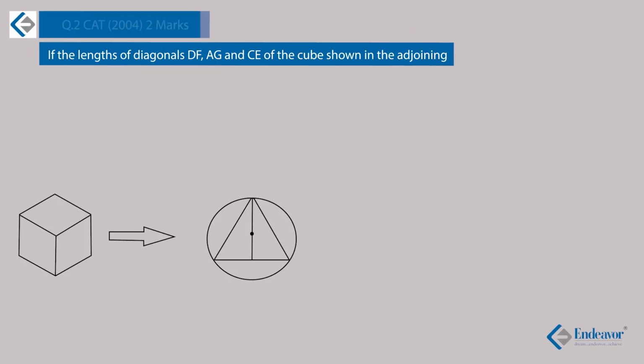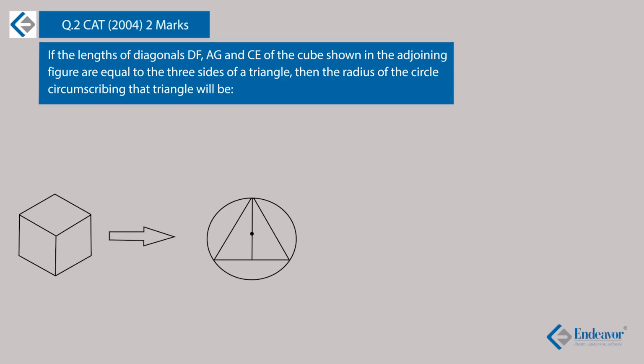Let's move on to the second question. So question 2 is, if the lengths of the diagonals DF, AG and CE of the cube shown in the adjoining figure are equal to the three sides of a triangle, then the radius of the circle circumscribing that triangle will be how much? And the options are given to you on the screen. Now, if you understand the question, DF, AG and CE are the diagonals of the cube. We know that in a cube, all the diagonals are equal.